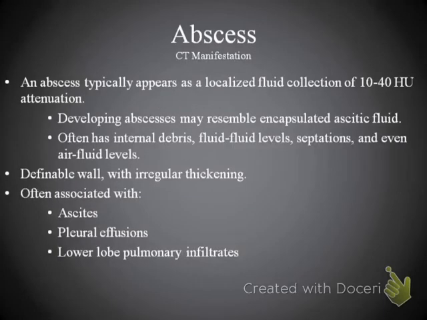So looking at it from a CT standpoint, we see that an abscess typically appears as a localized fluid collection of around 10 to 40 Hounsfield units in attenuation. As we saw with the ascites, where we had 15, if we took a measurement of this, it should be around 10 to 40 Hounsfield units, and I would favor more along the lines of 40. So look for a Hounsfield unit around 40 for an abscess. Developing abscesses may resemble encapsulated ascitic fluid.